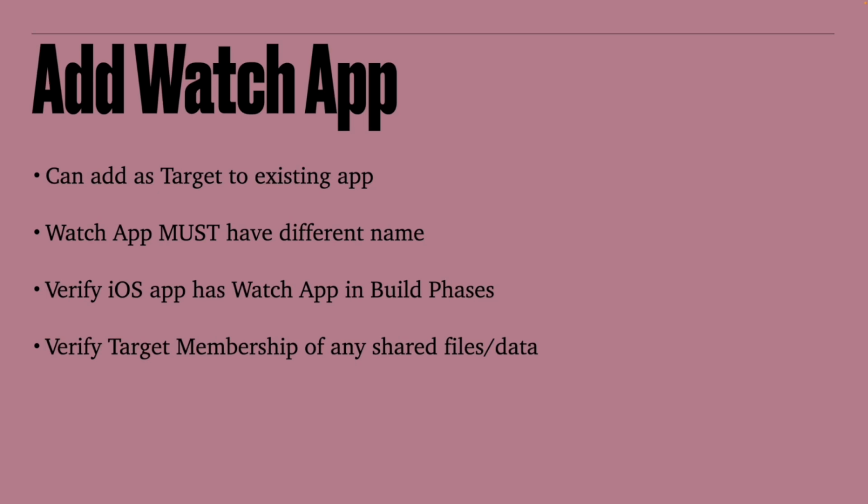You just have to add it as a target to your existing app from the file menu at the top, and then you have to give it a technically new name. You could just append W to the end for watch if you wanted to, and that's fine. But it can't match. It can't be the exact same. And then after you add your app, you want to verify that the iOS app has the watch app listed in its build phases, and then also check the target membership of any shared files that might exist in the project between the watch and the iPhone version.